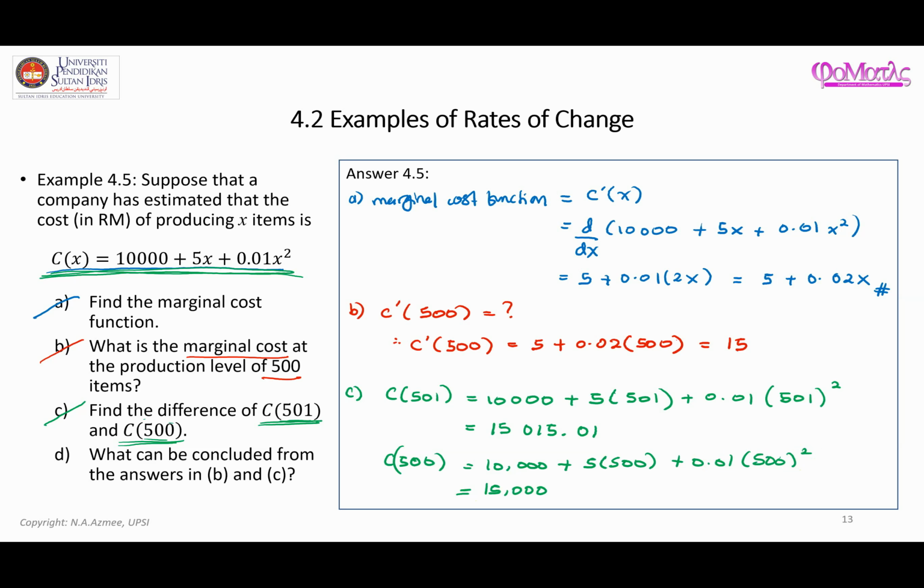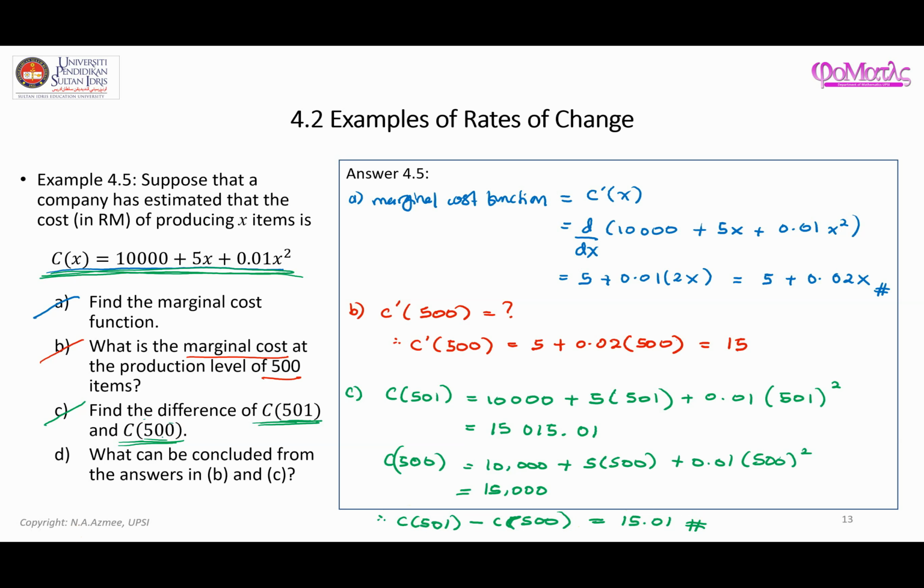Okay, so now what is the difference of these values? So therefore C(501) minus C(500) is equal to 15.01. Now what is the meaning of this?